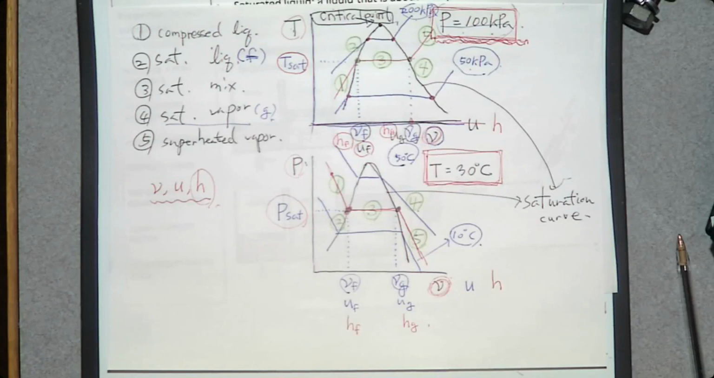These property diagrams are very important. You need to make sure that you can make those TV and PV diagrams. This is the very beginning of any thermodynamic analysis. If you are not able to make these TV or PV diagrams, you cannot solve any problems afterward. So this is very important.